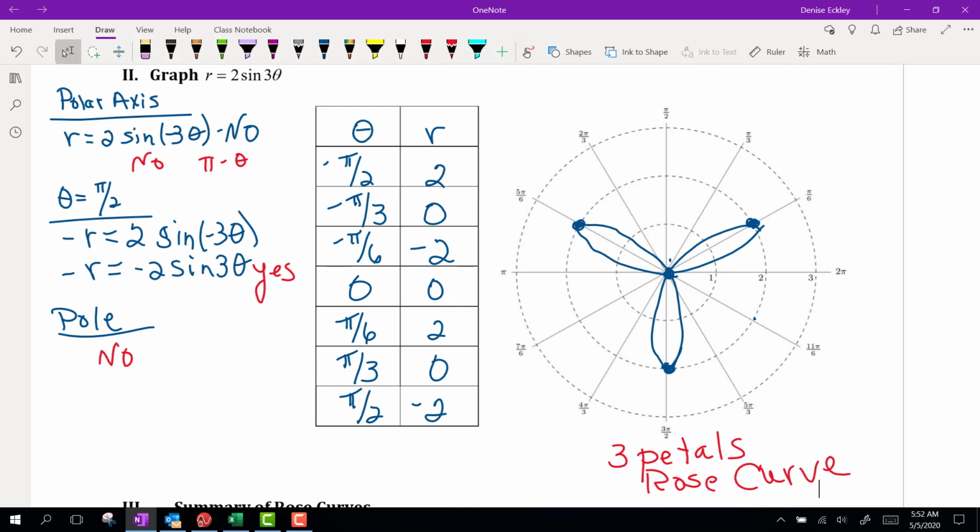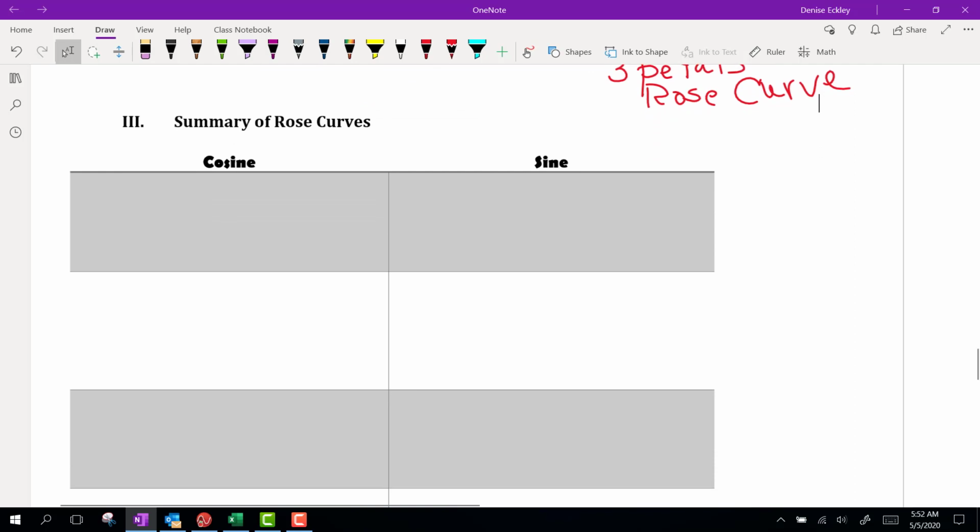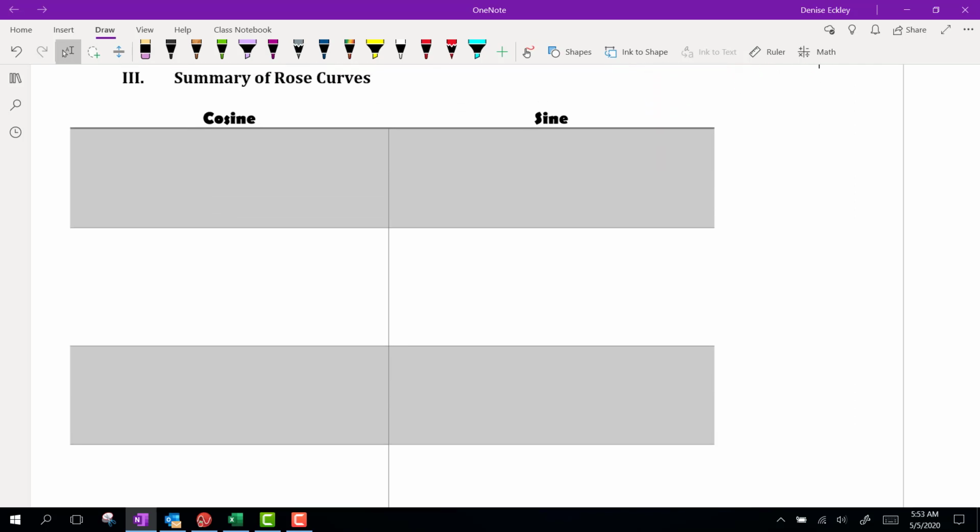Okay, I don't know if you guys figured out how the petals work yet. So the next thing we're going to talk about is the symmetry of the rose curves, a summary of them, whether they're cosine or sine. I told you 2 sine ones, so we're going to see how they would look with cosine as well. Okay, but I'm going to do that in our last video because this one is already running long.